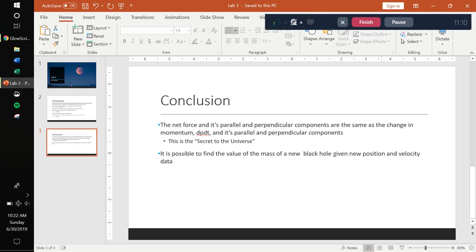So in conclusion, we know the net force and its parallel and perpendicular components are the same as the change in momentum and its parallel and perpendicular components, and that's Newton's second law. And this is, as our lecturers referred to it, the secret of the universe. And we also know it's possible to find the value of the mass of a new black hole given new position and velocity data, going through the exact same process that we had before, just changing the data.